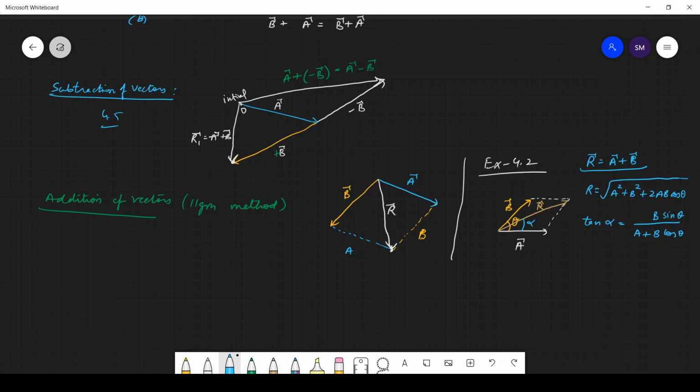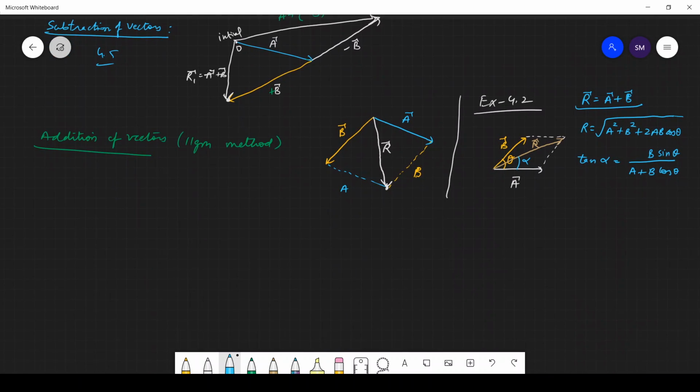So these were the graphical methods, and what is the analytical method now? We have studied two graphical methods of addition, parallelogram and triangular. Now what is the analytical method? Vector addition, analytical method.